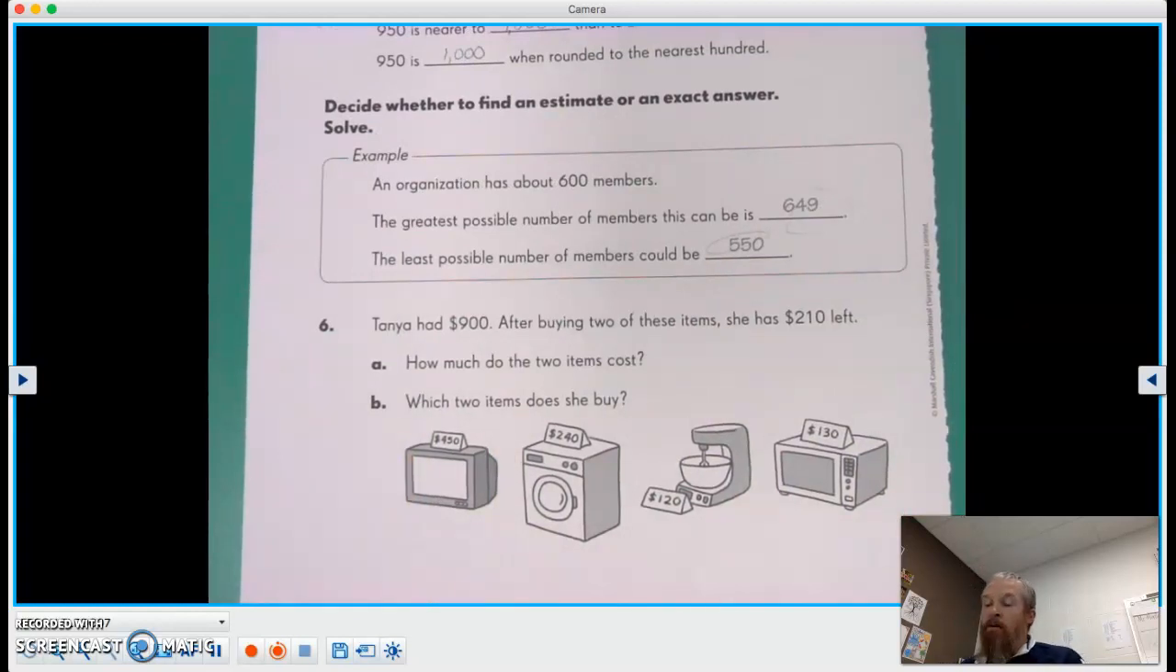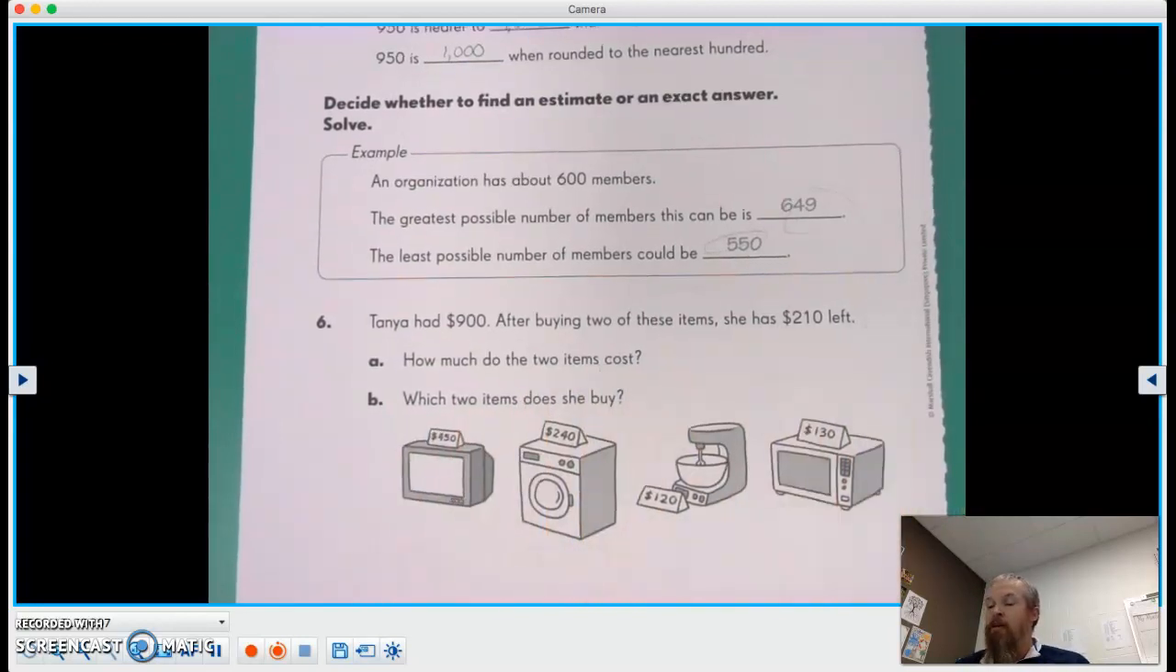Now, Tanya had $900 after buying 2 of these items. She has $210 left. How much do the 2 items cost? Which 2 items does she buy? So Tanya had $900. So we could take away 200, which would be 700, and the $10 left. So she still has $210 left, which means she spent $690.